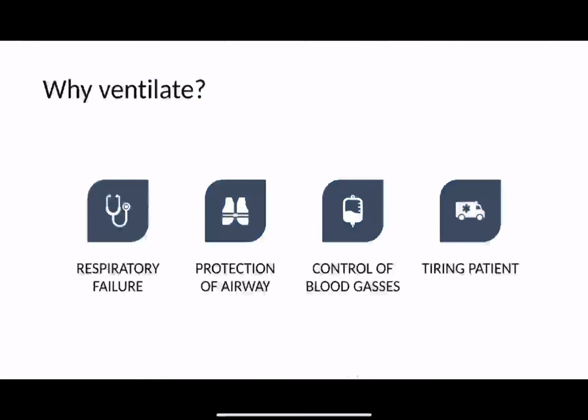So why do we need to ventilate? The most obvious thing is respiratory failure. That's what we think of when we think of the intubated and ventilated patient on intensive care. Usually the patient has some respiratory infection, be that a ventilator-associated pneumonia, or before that if they've developed any sort of asthma, COPD with an infective exacerbation, or just a simple pneumonia.